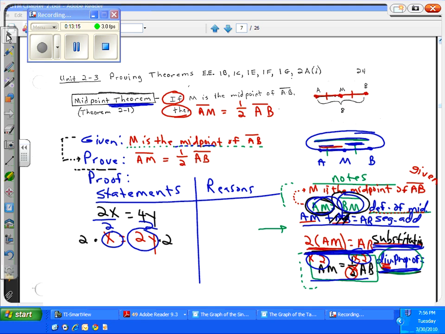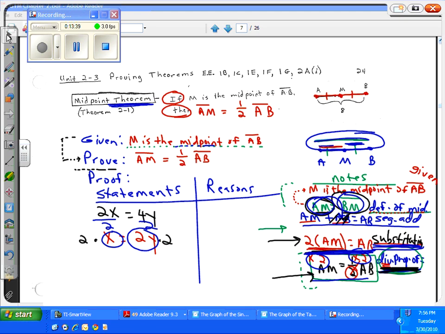And so what I have my students do, and I know this is getting to be a tangled web here just a bit, is to check the statements and reasons from the bottom up. In other words, if I'm going to say division property of equality, then I need to have the original statement. I need to have the resulting statement.